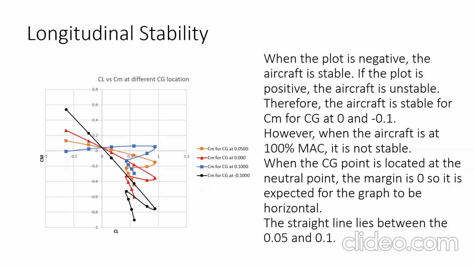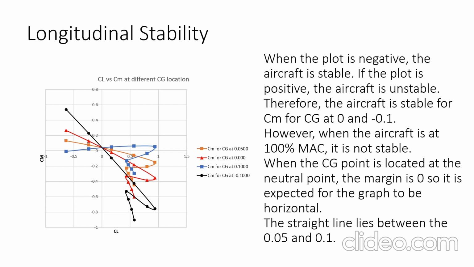If we have a look at the longitudinal stability, the CL versus CM at different CG locations are plotted on this graph. The locations are varied from 0.1 to minus 0.1. When the plot slope is negative, the aircraft is stable, and if the plot is positive, like this blue graph, the aircraft is unstable. Therefore, the aircraft is stable for the CG at 0 and minus 0.1. However, when the CG is at 100% mean aerodynamic chord, it is not stable.